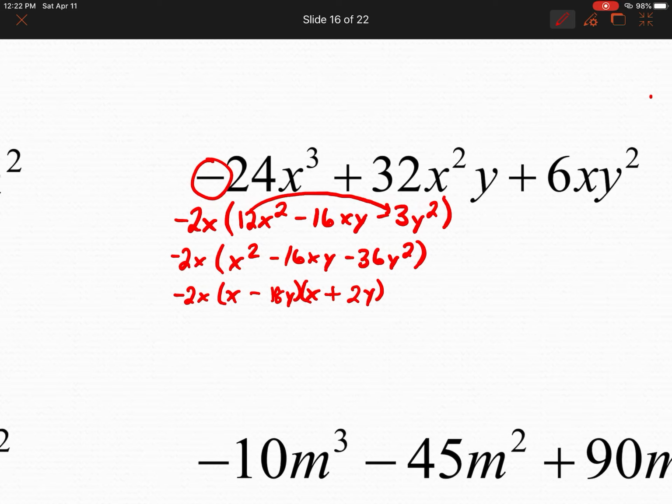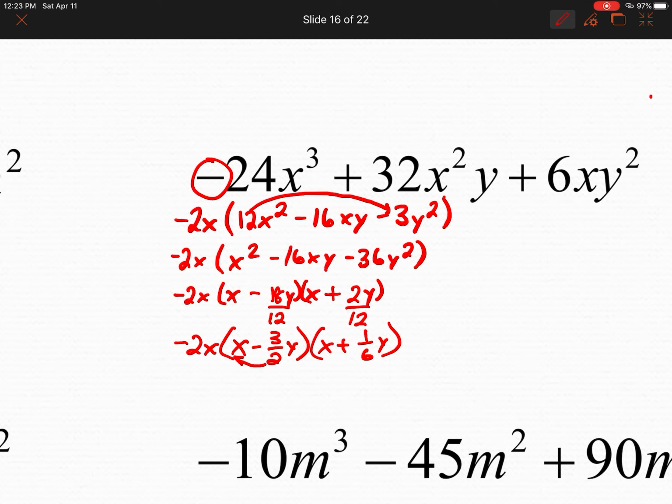Now that we've got it factored, we multiplied by 12, we got to divide by that 12. And so you'll divide by 12 here and there. And then we'll bring down the negative 2x. We'll simplify each fraction. So 6 goes into 18 and 12. Simplifies to 3 over 2y. And then the 2 over 12 simplifies to 1 over 6y.